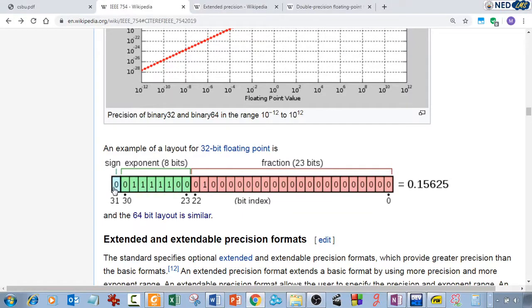Of the 32 bits, 1 bit is reserved for the sign, 8 bits are reserved for the exponent, and 23 bits are reserved for the fractional part. We are going to discuss what that fractional part is, so don't worry too much about it. We're going to see that.